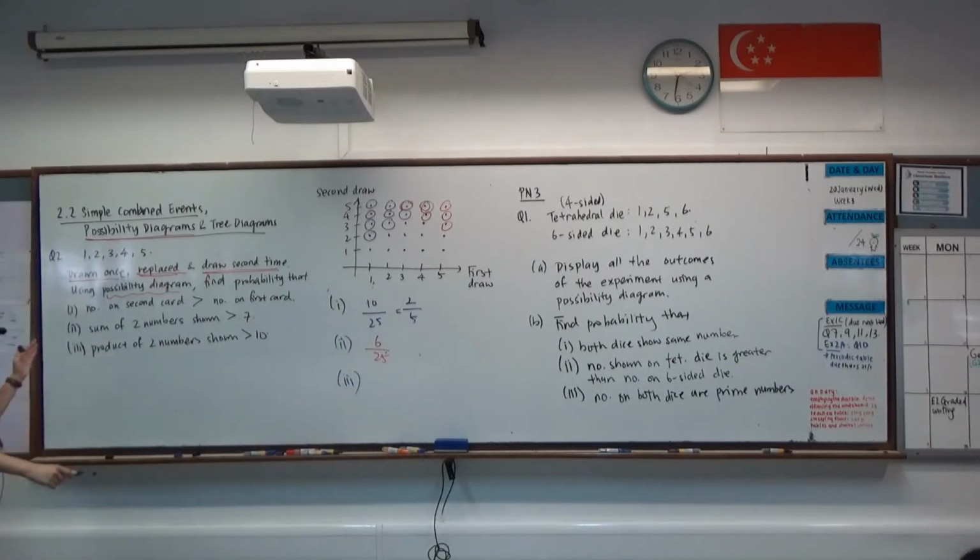And part 3, we want to find the probability that the product of the 2 numbers shown is more than 10. So what will the answer be? Wei-Tan, what do you think?